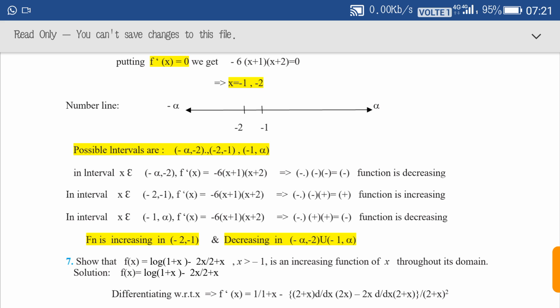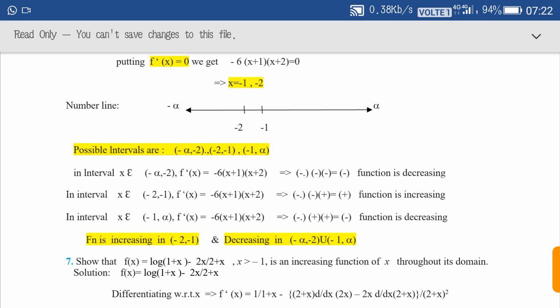If the value is less than minus 2, then x plus 1 becomes negative. Suppose you take x is equal to minus 3. Minus 3 plus 1 is negative. And x plus 2, here minus 3 plus 2, is also negative. So we have three negatives, minus, minus, minus, and the multiplication of all three is minus. It means it is less than 0, so the function is decreasing.